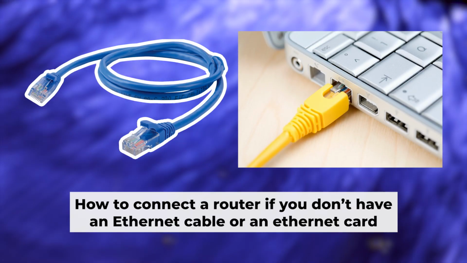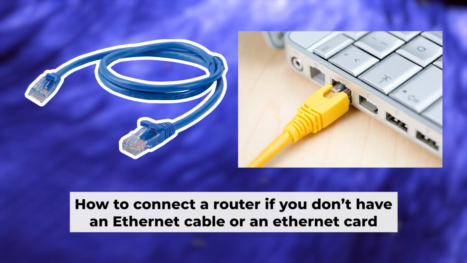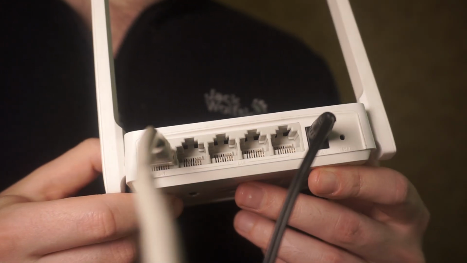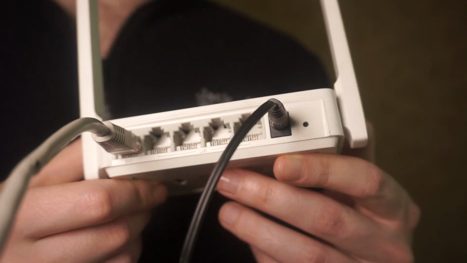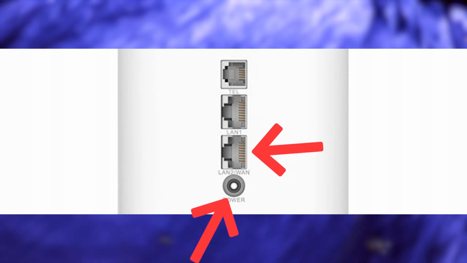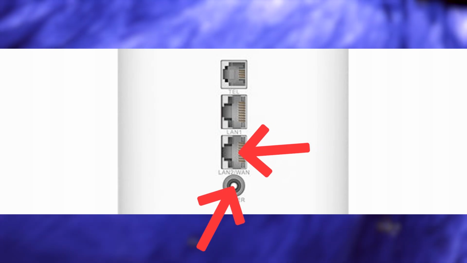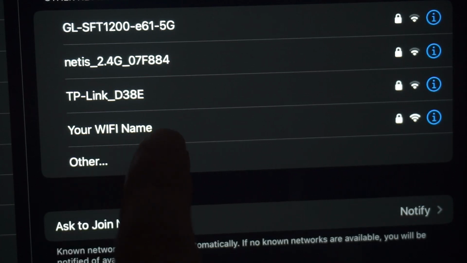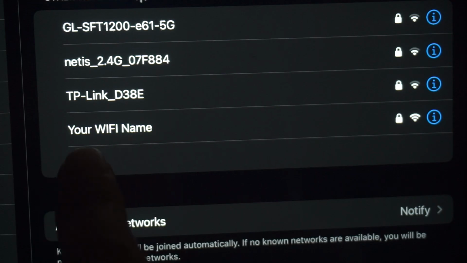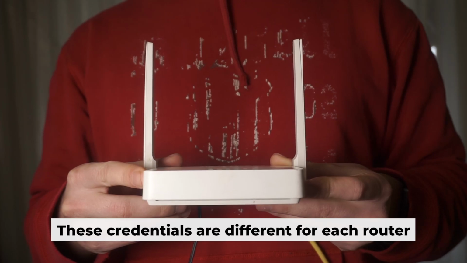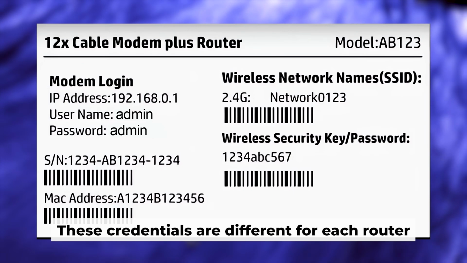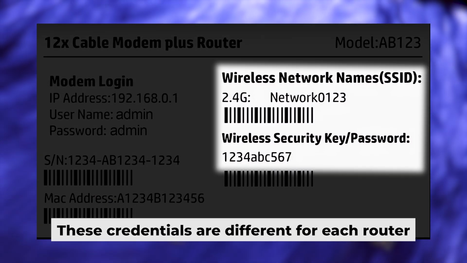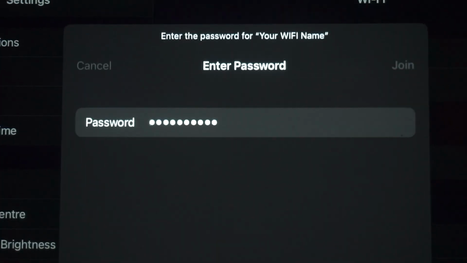But first, let me show you another way to connect the router if you do not have an Ethernet cable or your computer does not have an Ethernet port. Connect the router to the power adapter and cable from your internet provider. This will enable Wi-Fi. If your router is new and hasn't been set up, your Wi-Fi network will be named after the router. Your router has a unique Wi-Fi network name and password printed on a sticker. Connect to it. Great, you've connected to the router.